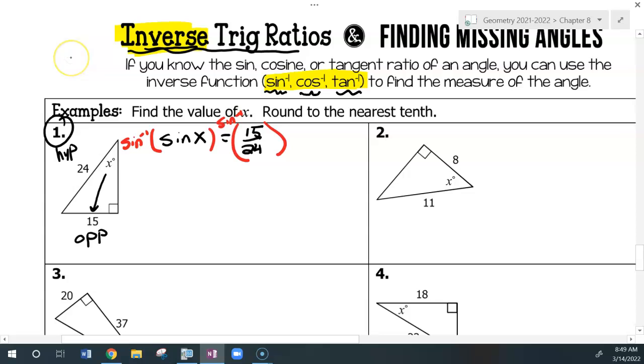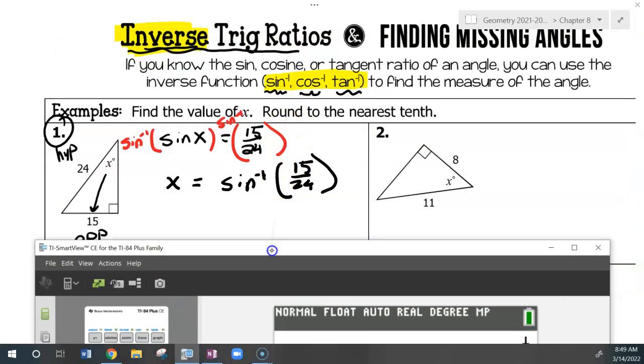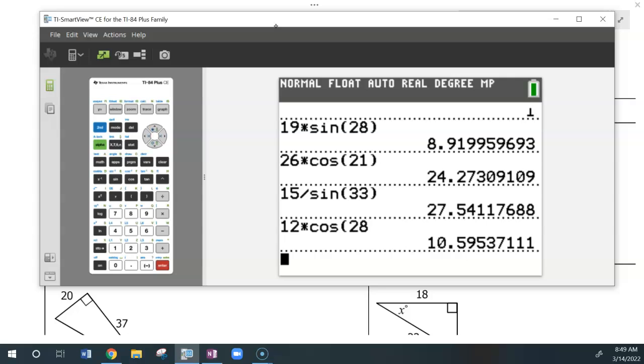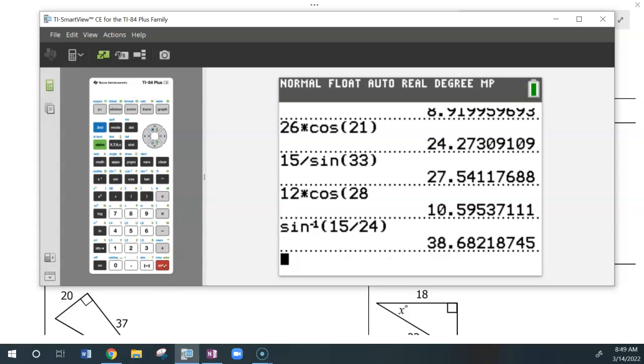When you do that, what comes out on our left side is x, and our right side is the inverse sine of 15 over 24. I'm not even going to bother to simplify the 15 over 24, because what I need to do is put this in my calculator. I'm doing the inverse sine of 15 over 24. To get inverse, I press second and then press the sine button. Notice right here, I have sine to the -1. And I'm going to put in 15 over 24. That's all I have to do. Close my parentheses, press enter, and there's my answer.